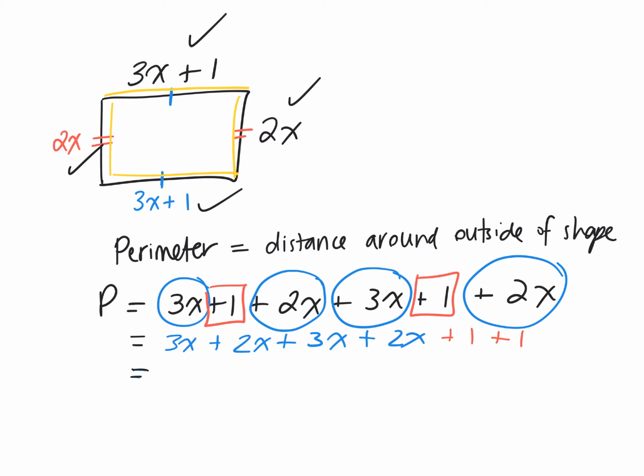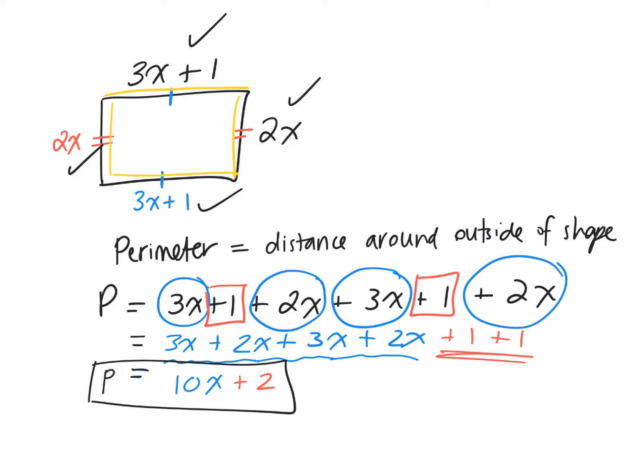What is 3 plus 2 plus 3 plus 2? Yep, 10x. Then what is 1 plus 1? Plus 2. That's it. That's the expression that represents the perimeter of this shape. Yes. Okay, so we figured out the simplified expression.